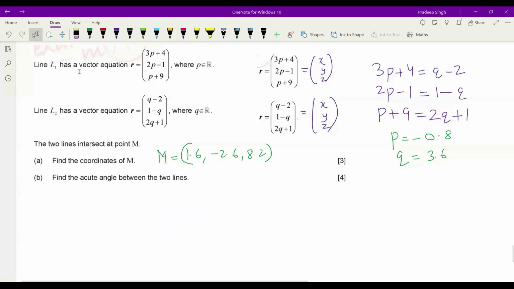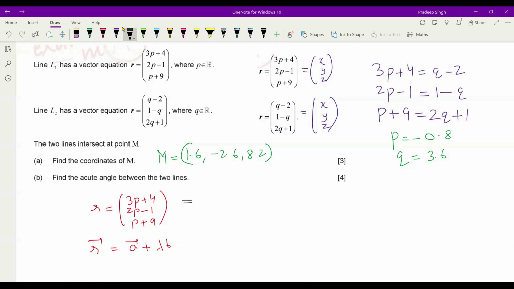Let's start with line L1, whose vector equation is given. So let's write it. R is written as 3p plus 4, 2p minus 1, and p plus 9. Now remember, the basic general vector equation of a line looks like r is equal to a plus lambda b. So we have to somehow transform this given equation into this form. So let's do that.